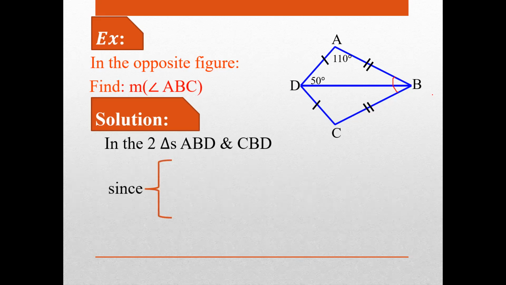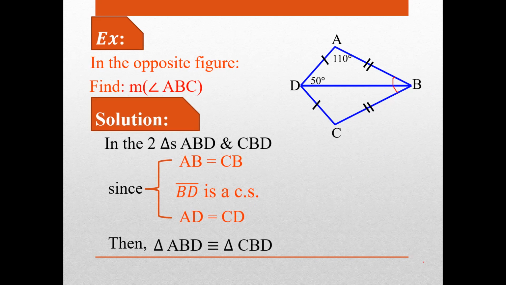Let's write our proof. BA equals BC, BD is a common side, denoted by CS, and AD equals CD. Then what? Then the two triangles are congruent. Triangle ABD is congruent to triangle CBD.